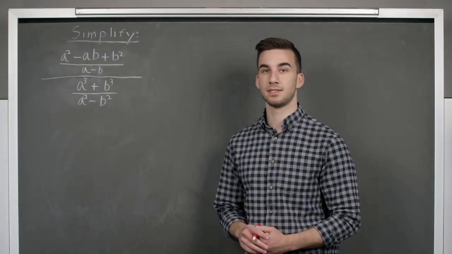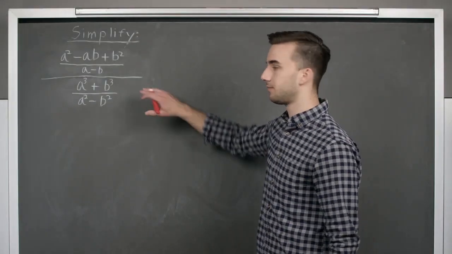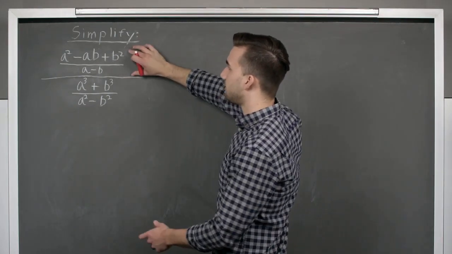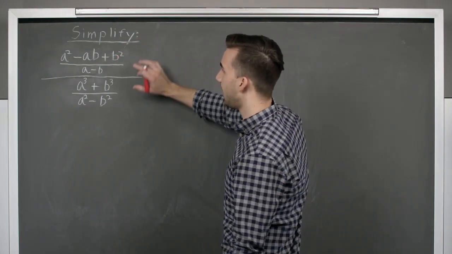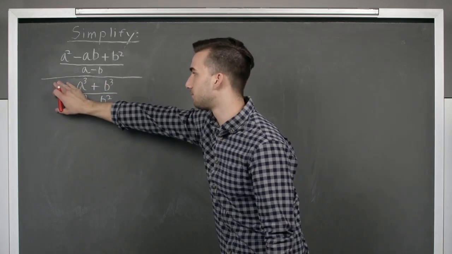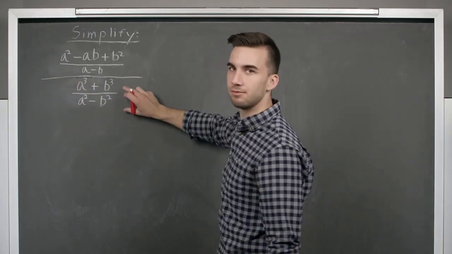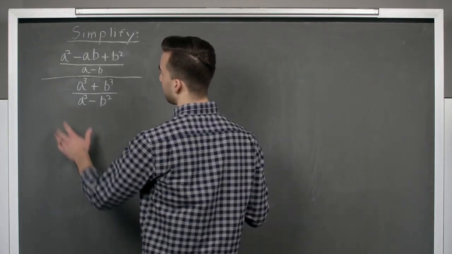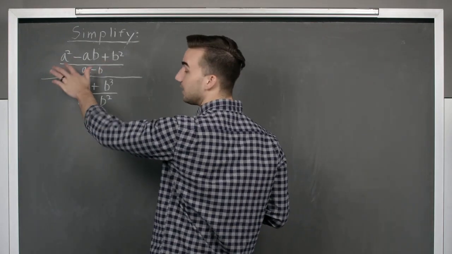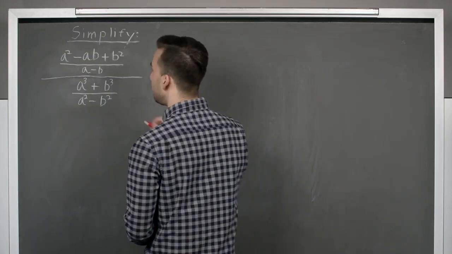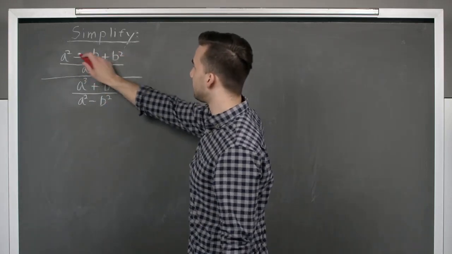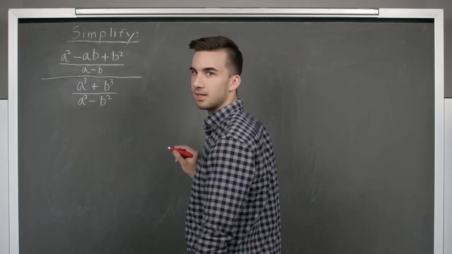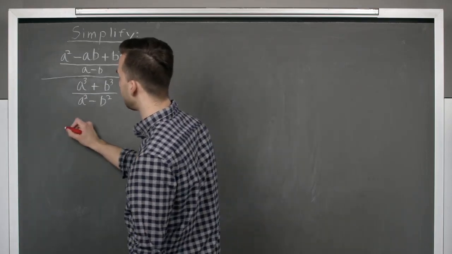So here's another example where we have a complex fraction, and we're going to take the top and the bottom, simplify them both on their own, and then we're going to get rid of this big fraction bar by flipping the bottom one and multiplying. But let's factor the top first and see if there's anything we can cancel. And what is this expression up here? That looks like a perfect square. So how do we factor a perfect square?